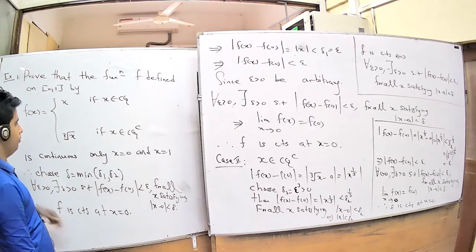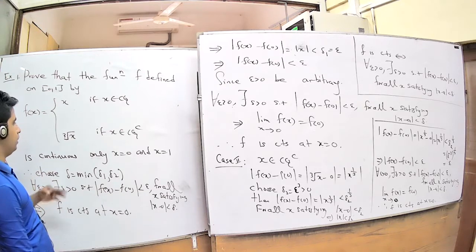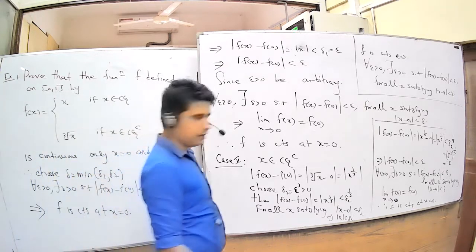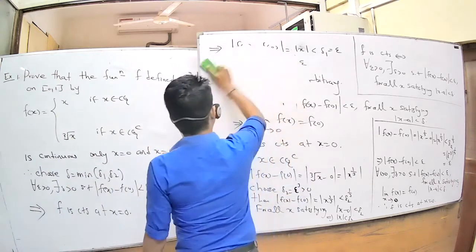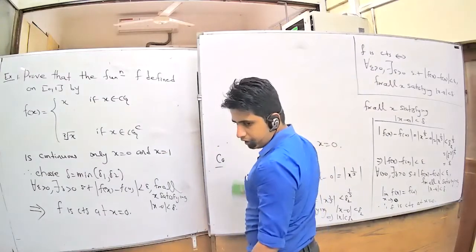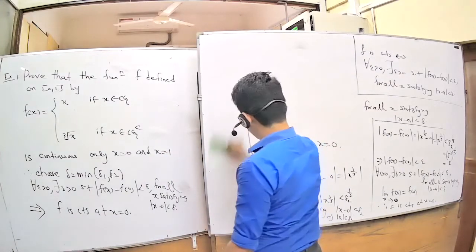Now we move to the second claim. In the second claim, you want to show that at x equal to 1, this function is continuous. You want to show that.